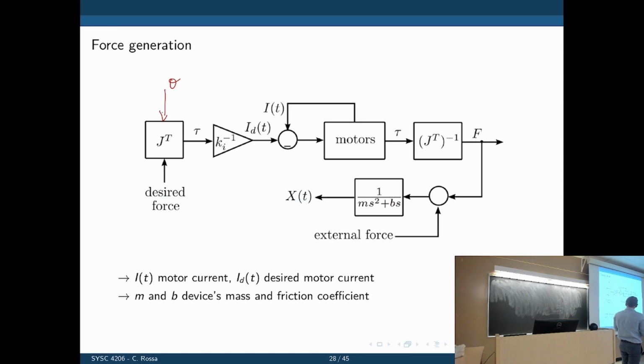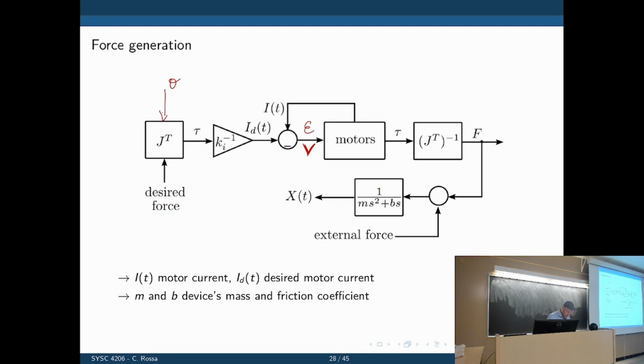Then what are we doing? Comparing the current with the measured current. Measuring a current is very easy in a DC motor. We create an error in terms of current. We apply now a voltage to the motors. Here we have a proportional controller. It's just saying the voltage is proportional to that error. The motors now have a torque. A torque is applied to the motor.